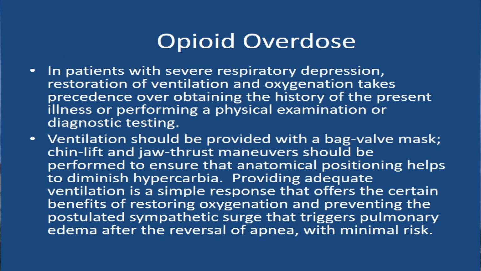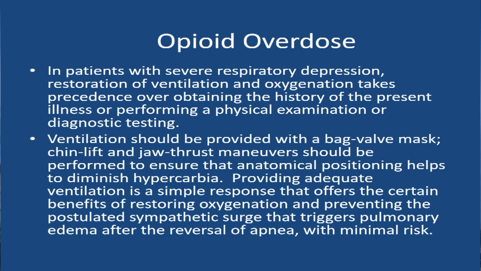In opioid overdose in patients with severe respiratory depression, restoration of ventilation and oxygen takes precedence over obtaining the history of the present illness or performing a physical exam. So ventilation and oxygenation are really important before you issue an opioid dose, because it becomes very quickly overly activated and can cause the respiratory depression, leading to those cardiovascular effects we just spoke of. Ventilation should be provided with a bag valve mask, chin lift, and jaw thrust.